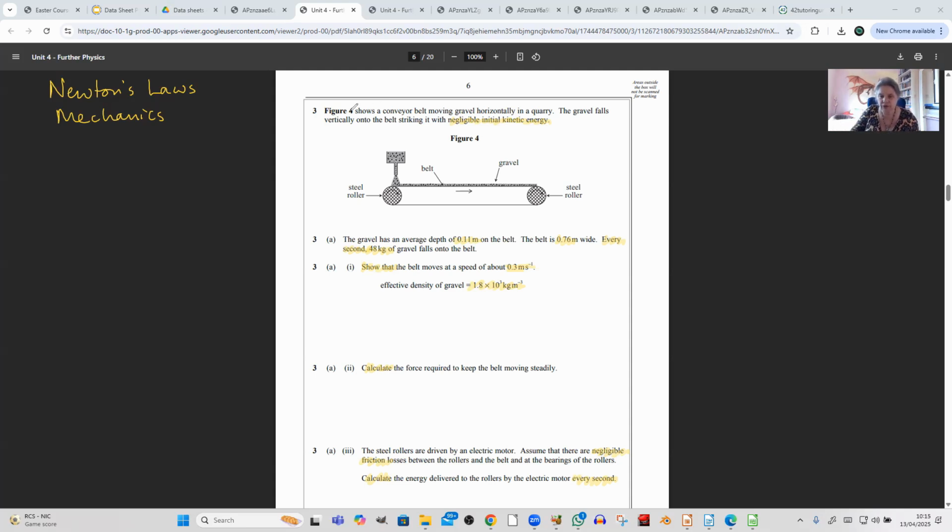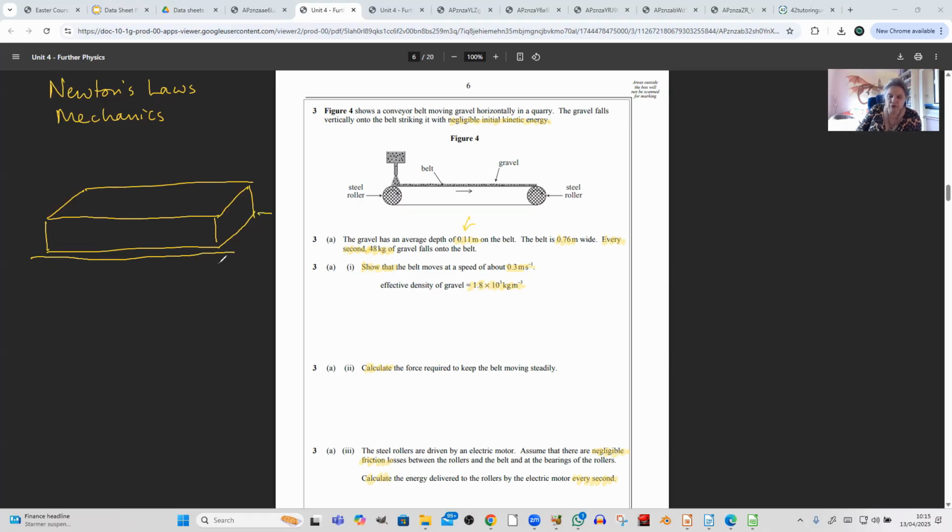So we've got figure 4. It shows a conveyor belt and it's moving gravel horizontally in a quarry, and you can see that it's coming down quite fast and it's forming a layer, and they've told you the thickness of the layer. Now I'm going to draw a sort of 3-dimensional view of this. So there is my layer. I know it wouldn't have sharp edges, but there is my layer of gravel on my conveyor.